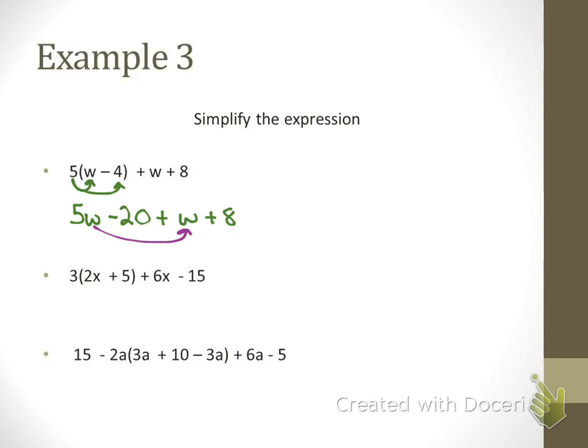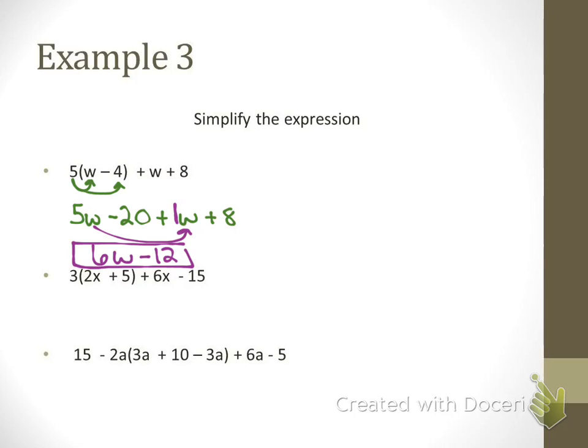Nope. Remember, 5w plus a 1w. 5 plus 1 is 6w. Remember that there's an understood 1. What about negative 20 plus 8? What's that going to be? Negative 12. 6w minus 12. All right, now I want you to try the second one.